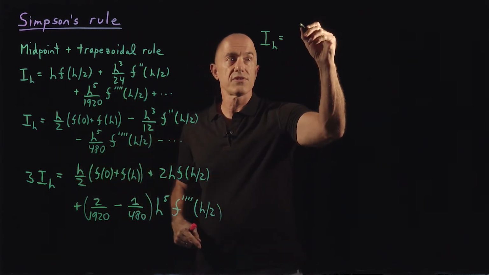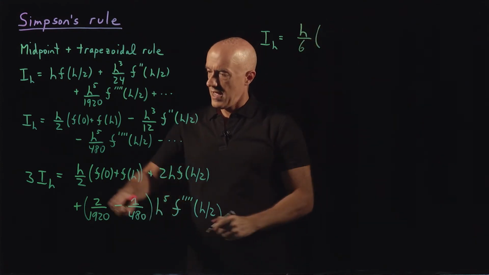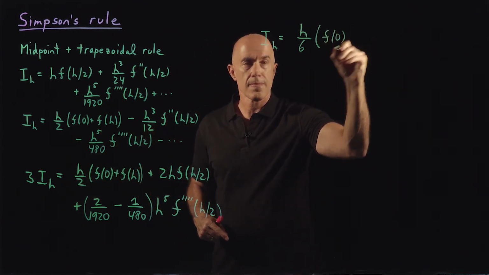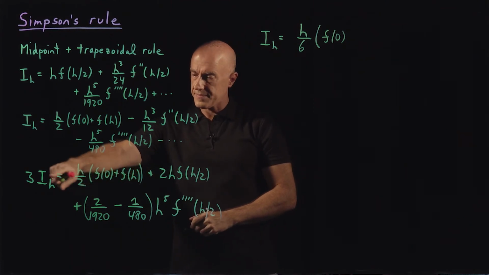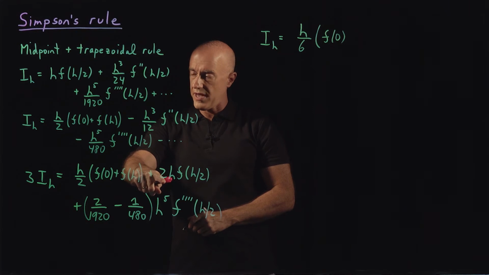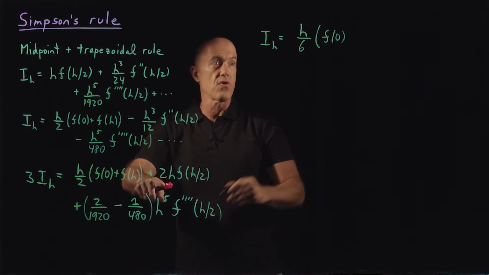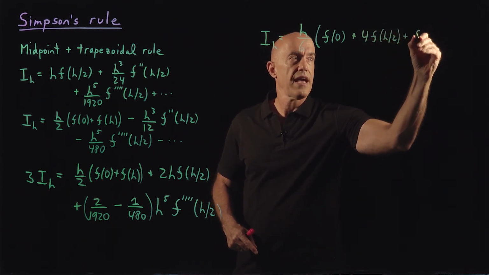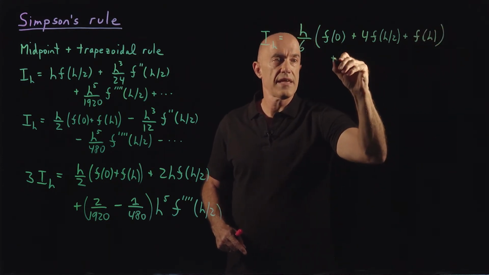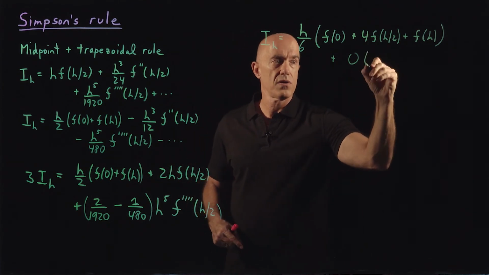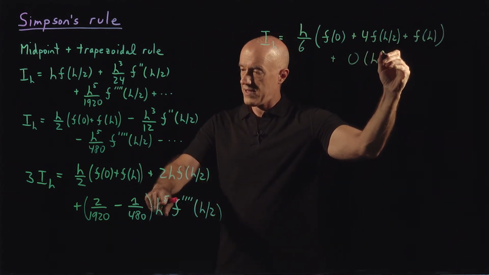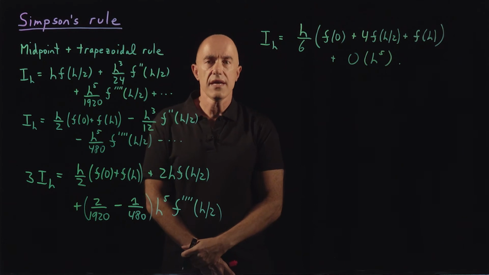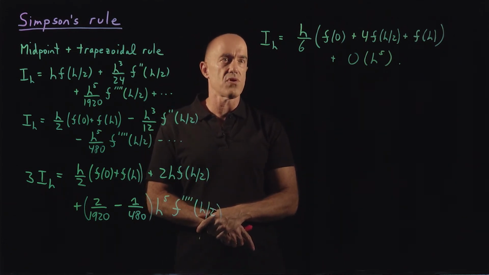So we have an h over 6. And then what do we have left? We have an f of 0. Right? And then we have a 2 here, and then a division by 2, so that would be 4. So plus 4 f of h over 2 plus f of h. And then the error term here is big O of h to the fifth. Okay? That's Simpson's rule.